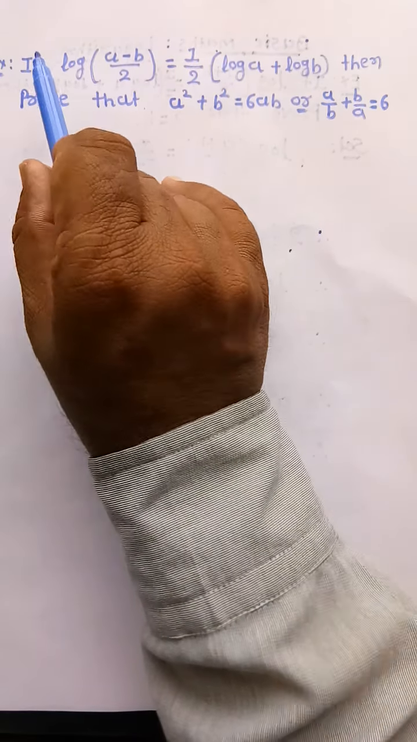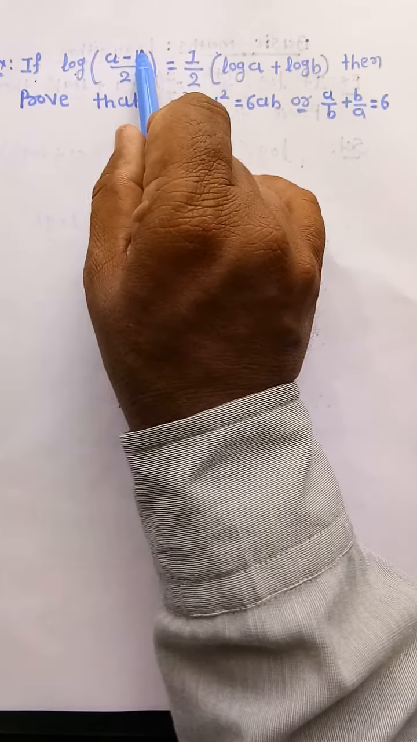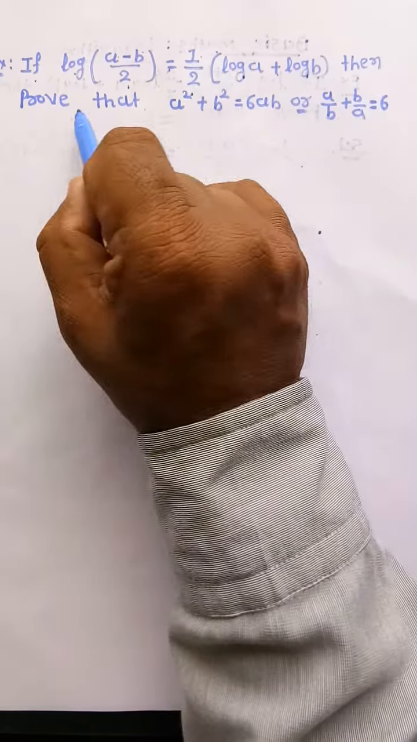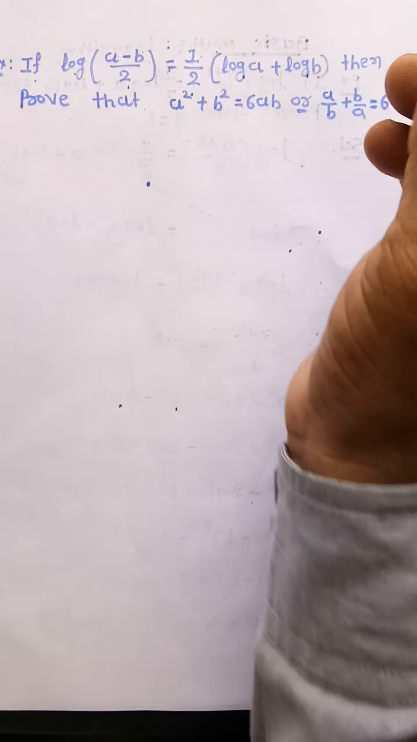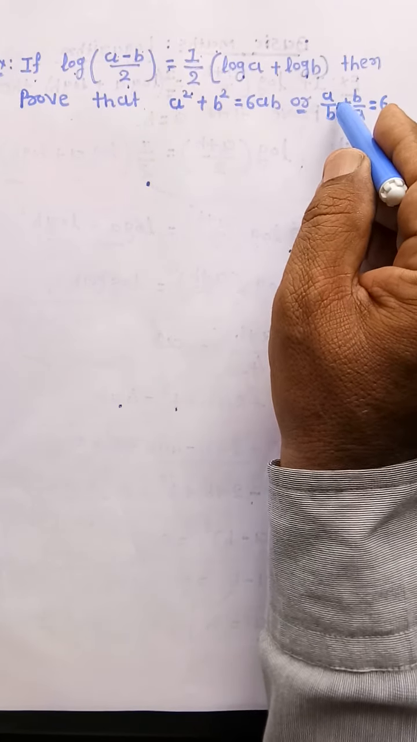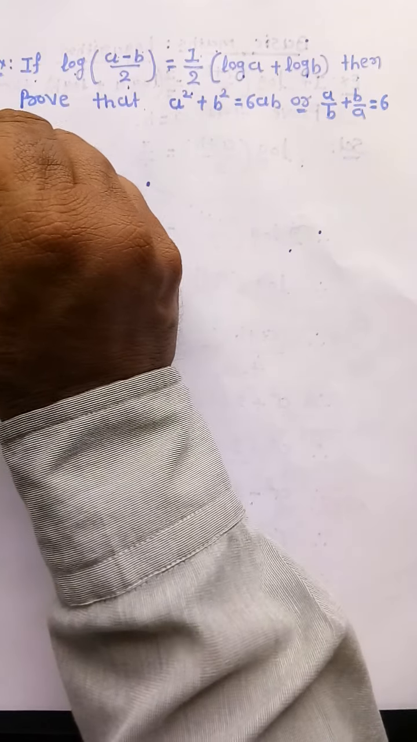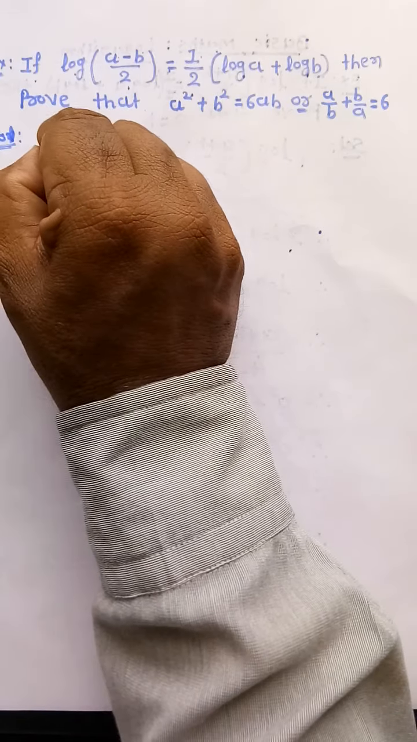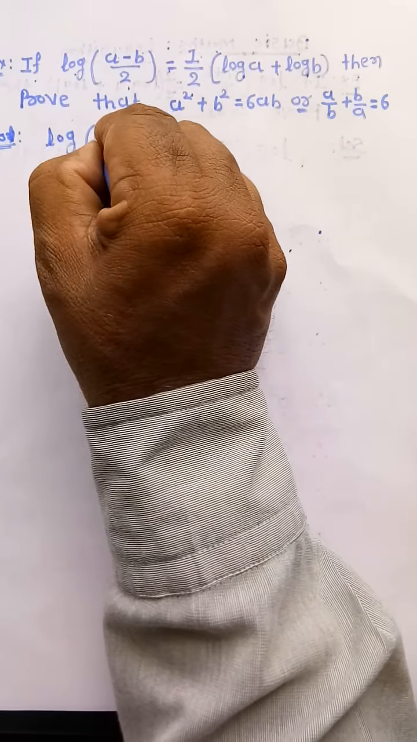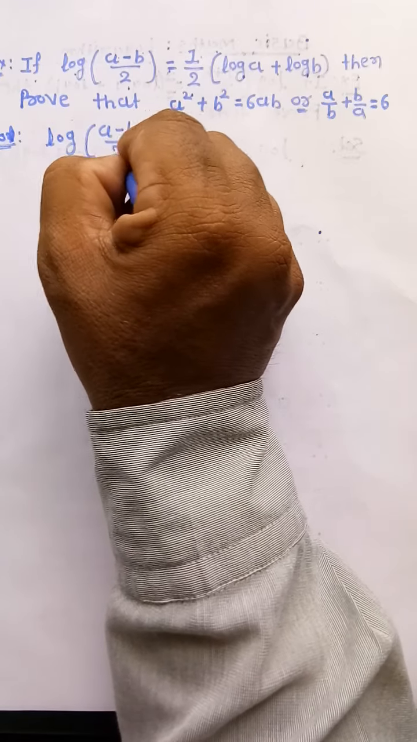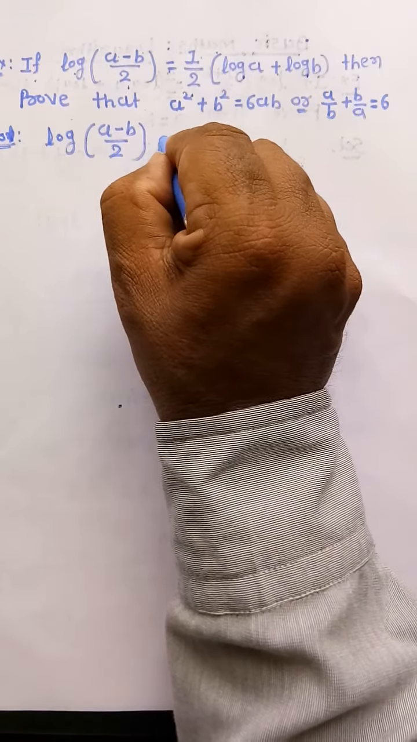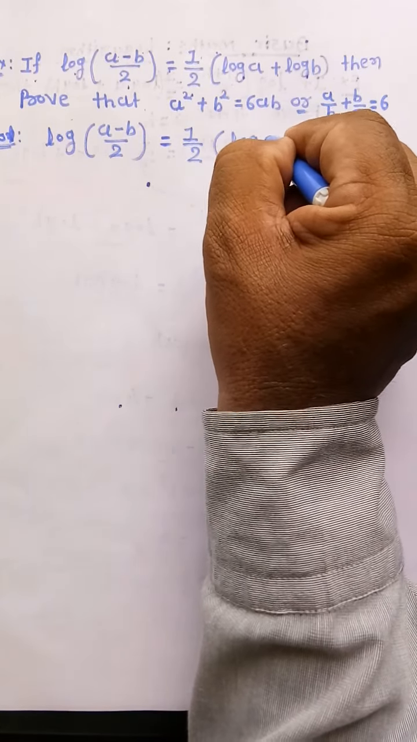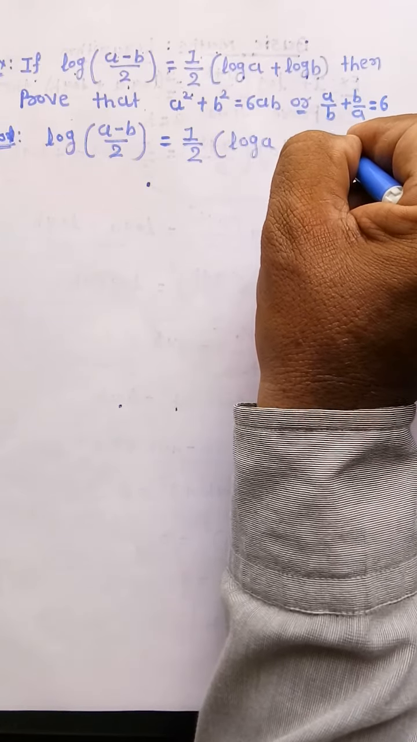Now second example: if log of (a minus b) by 2 is equal to 1 by 2 bracket small log a plus log b, then prove that a square plus b square is equal to 6ab, otherwise a by b plus b by a is equal to 6. Now here solution, here given log (a minus b by 2) is equal to 1 by 2 log a plus log b.